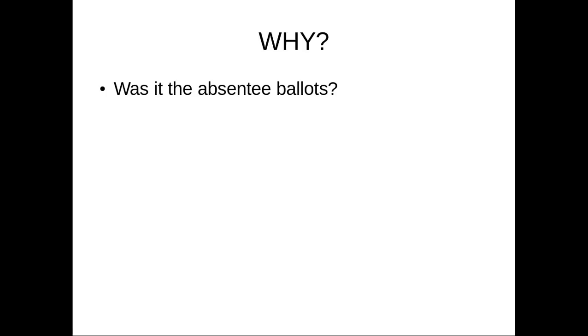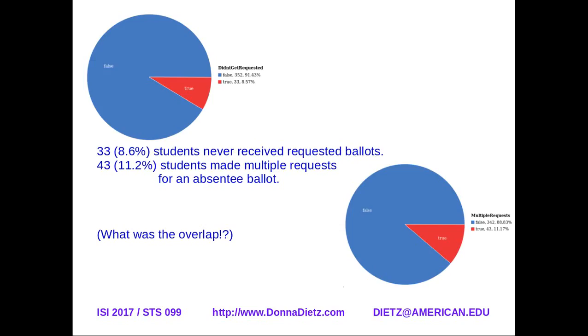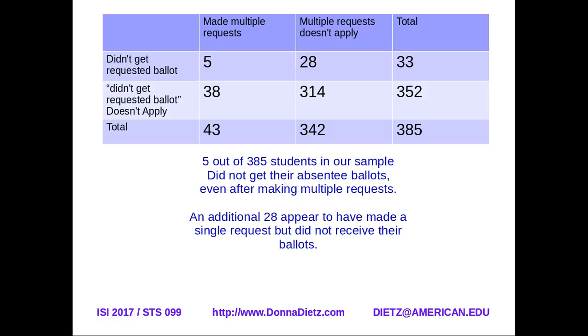Since half of our students voted by mail, was there an issue with the absentee ballots? Well, 33 students said they never received the absentee ballots they had requested. 43 students indicated they made multiple attempts to get those ballots. Of course, what's the overlap? Well, the overlap was 5. So 5 students tried multiple times and still did not get their absentee ballots. This is really shocking. That's saying more than 10% of our students tried to get absentee ballots and failed to do so. I mean, almost 10%. Whoops.